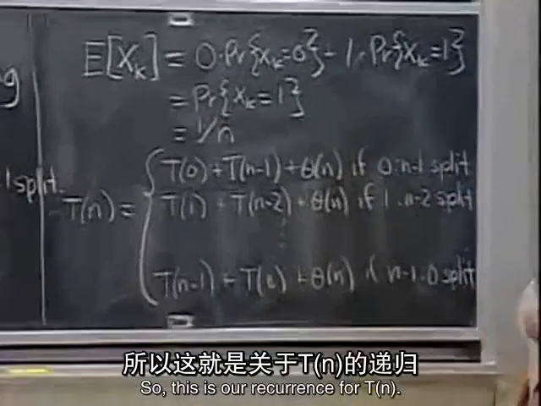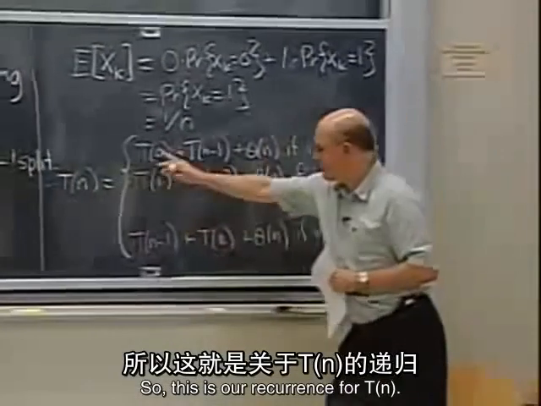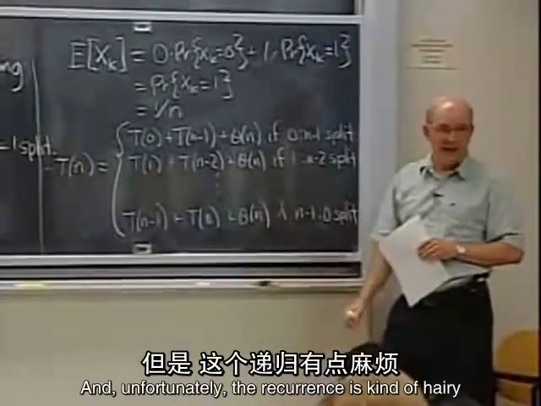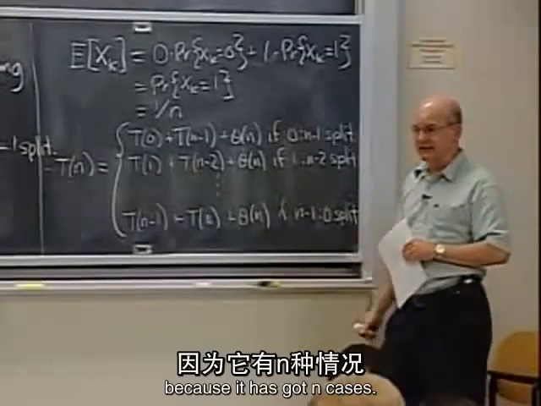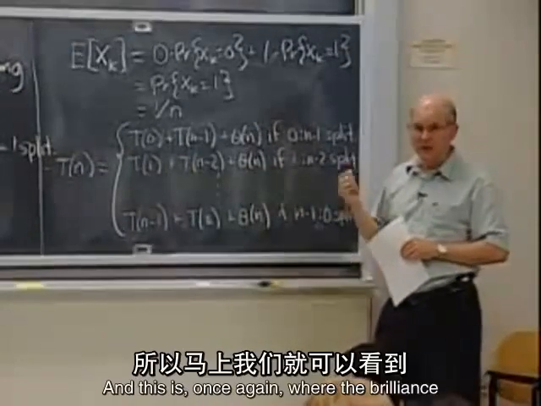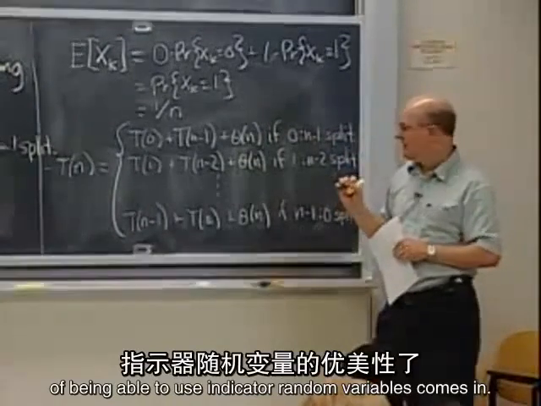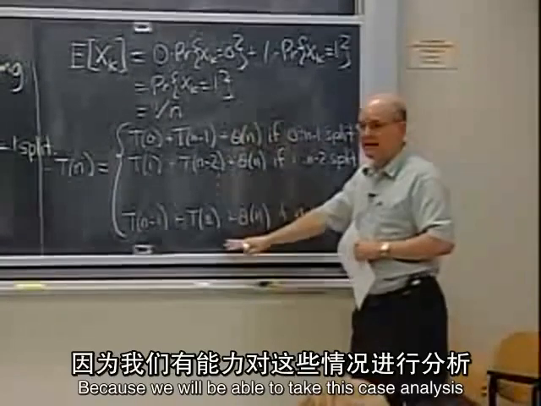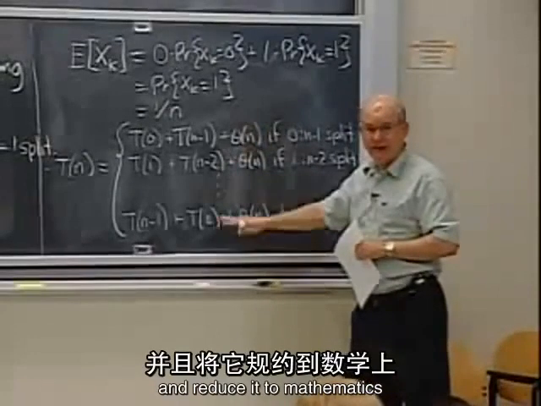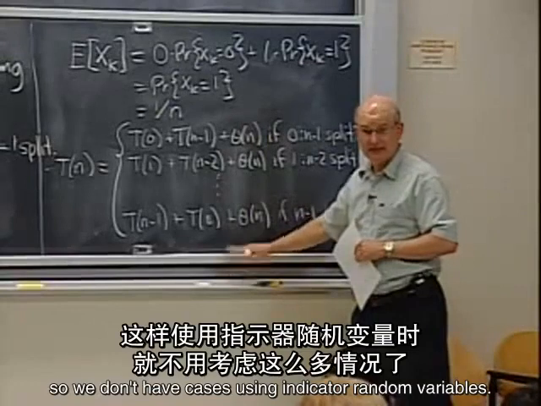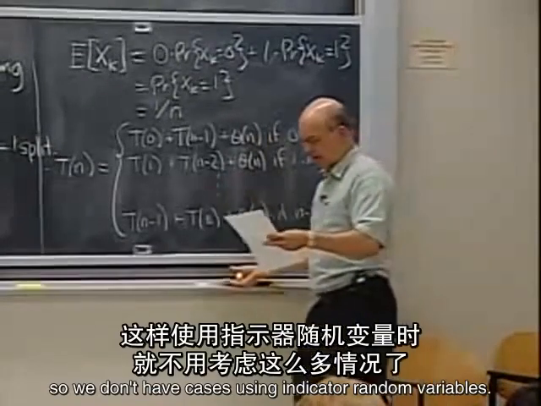Okay, so this is our recurrence for T(n). Unfortunately, this recurrence is kind of hairy because it's got n cases. And this is once again where the brilliance of being able to use indicator random variables comes in, because we will be able to take this case analysis and reduce it to mathematics. So we don't have cases, using indicator random variables.